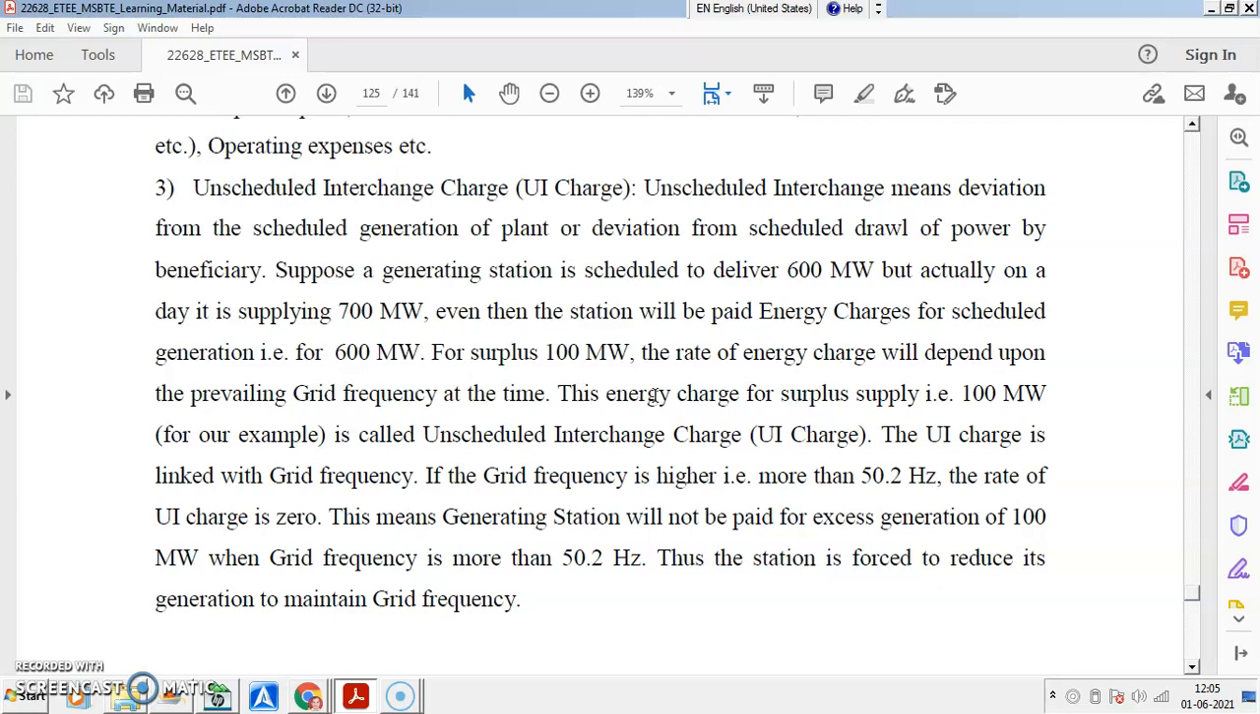The UI charge is linked with the grid frequency. If the grid frequency is higher, either more than 50.2 Hz, the rate of UI charge is 0. This means the generating station will not be paid for excess generation of 100 megawatt when grid frequency is more than 50.2 Hz. Thus, the station is forced to reduce generation to maintain grid frequency.